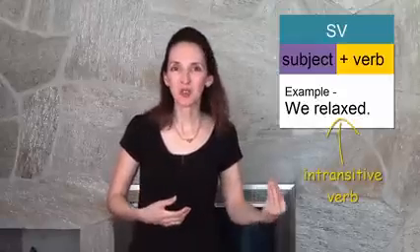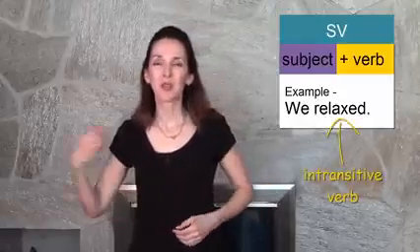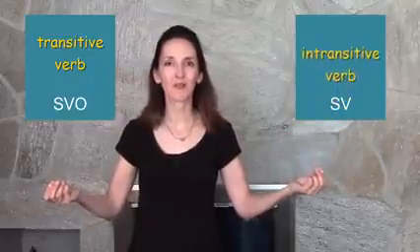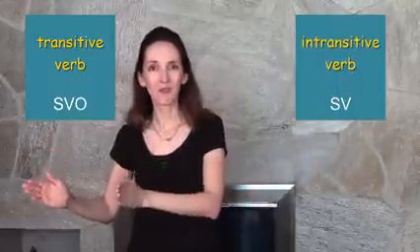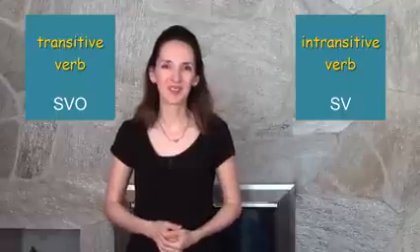So recall the first pattern with our model sentence, we relaxed. There was no object. Some verbs don't have an object. They don't need one. We call these intransitive verbs. So we have transitive and intransitive verbs. Only transitive verbs have an object.